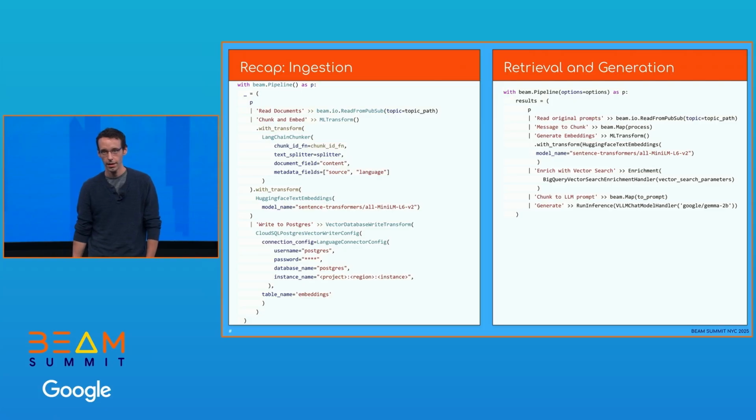And on the other side, in our retrieval pipeline, let's say we read prompts from Pub/Sub. Now we have to turn these into chunks so they can be embedded. Finally, we perform vector search on our vector database. And this is where the generation part happens. We take our enriched data, turn it into a prompt, and then we can use RunInference with the LLM chat model handler to do some sort of agentic workflows.